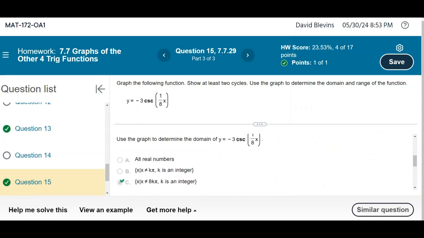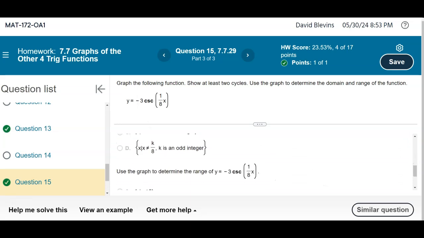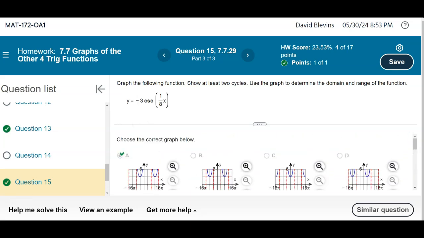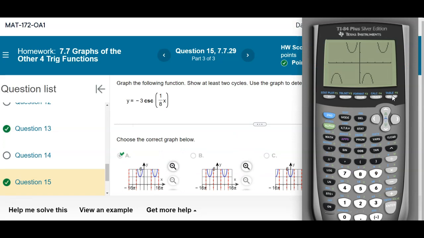But then these other parts, what's the domain, what's the range? That's not really going to help you. That little window there, that's not really going to help you compared to the previous video where I show you the math behind all that.